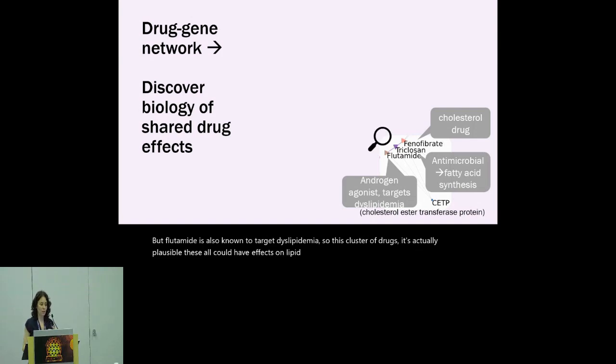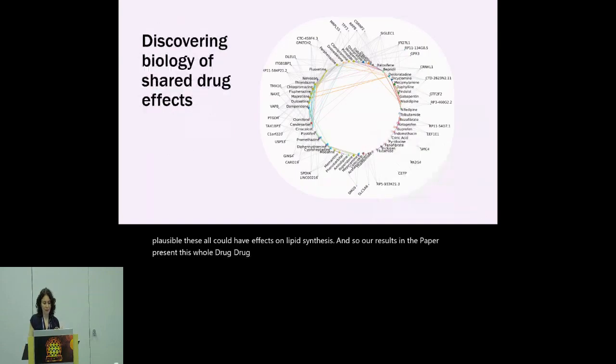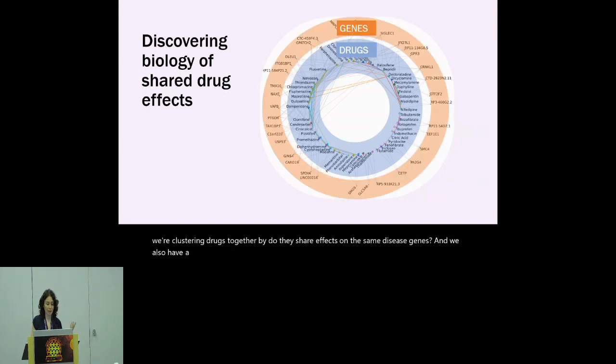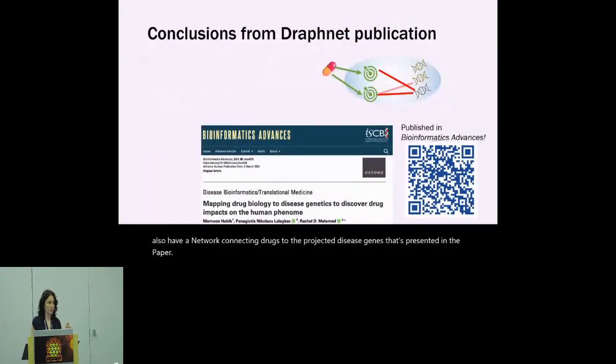And so our results in the paper present this whole drug network. We're able to find these clusters of drugs that share biology, and some of them are expected and some of them are unexpected. So again, we're clustering drugs together by, do they share effects on the same disease genes? And we also have a network connecting drugs to the projected disease genes that's presented in the paper. So those are the conclusions from the publication.